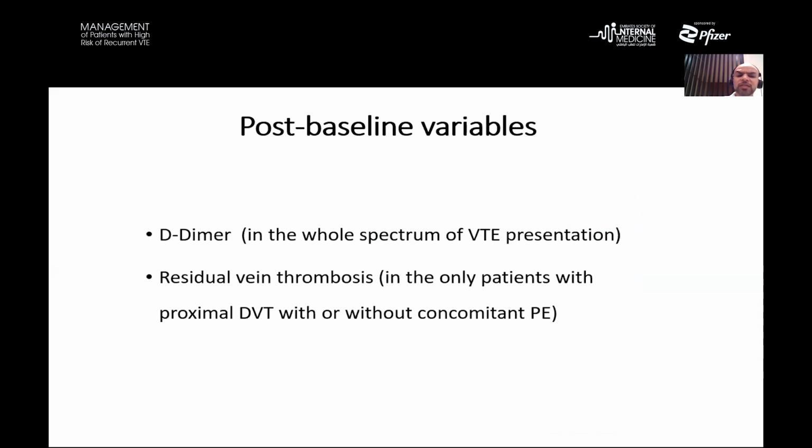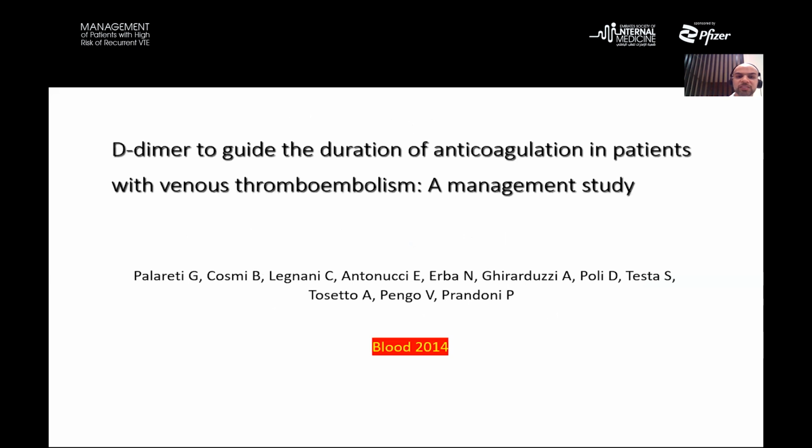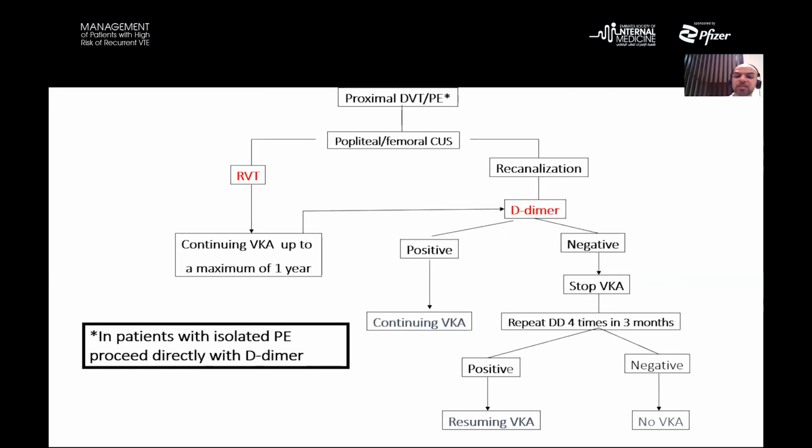And also we can use ultrasound of the lower limb to check for the residual vein clot burden. And if you find it, it can predict the chance of recurrence of VTE. So the D-dimer is a good utility for assessing the patient for extending the anticoagulation. And that was proven by one study published in the Blood Journal in 2014 by Prandoni, who is one of the famous authors in thrombosis.